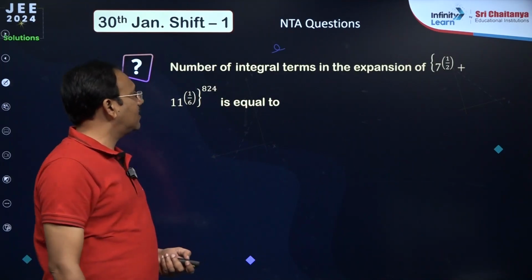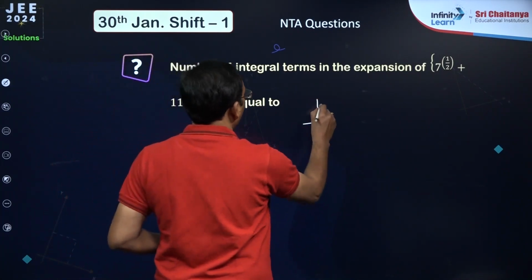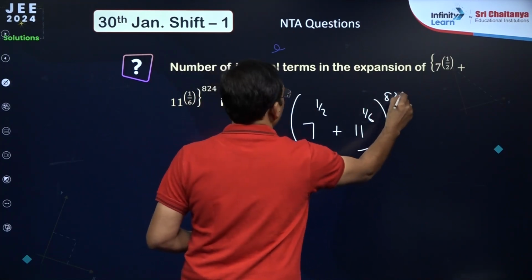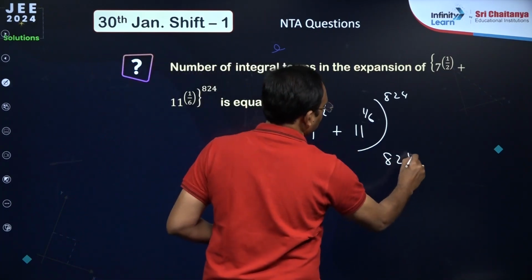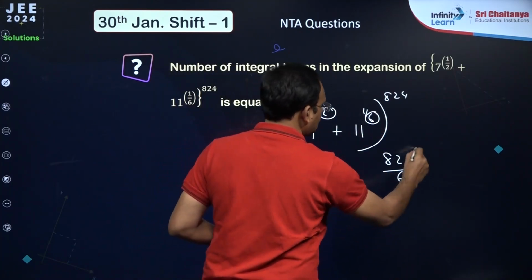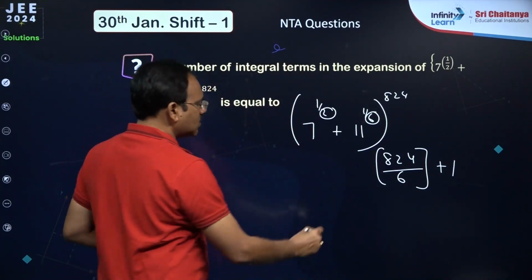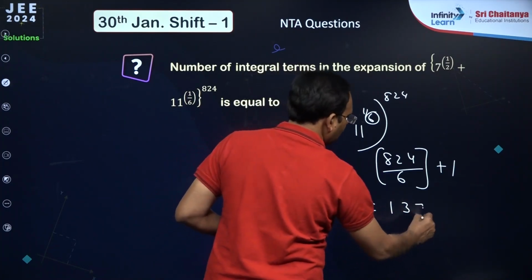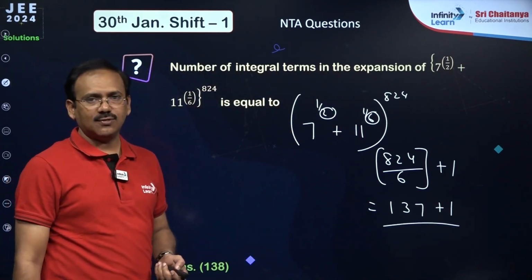Next, the number of integral terms in the expansion. Direct shortcut: (7^(1/2) + 11^(1/6))^824. There is a shortcut to find the number of rational terms. Power 824 divided by 6, the LCM of 2 and 6, these are anyhow prime, and since 2 divides 824, you have to write plus 1, my dear friends. This is going to be 6 ones, 6 threes are 18, 6 sevens are 42 point something, plus 1, that is 138. 138 is going to be the answer, dear students.